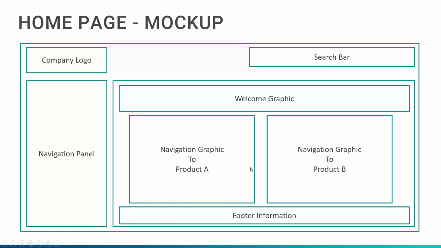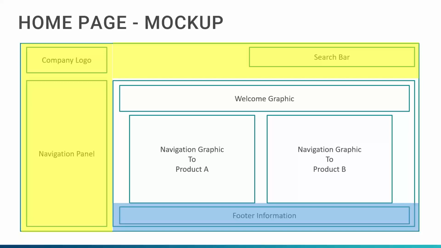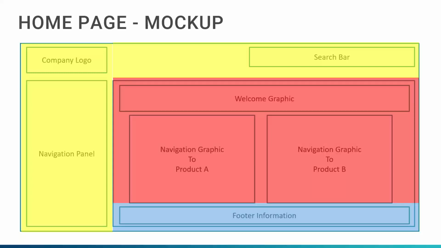Now, to take this doodle diagram and put it in Flare parlance, everything in yellow, that will be controlled by the skin file. Everything in blue, that footer information, we're going to do that using a master page. And then everything in red, that is going to be the actual homepage topic that we're about to edit. So those are the three major areas.